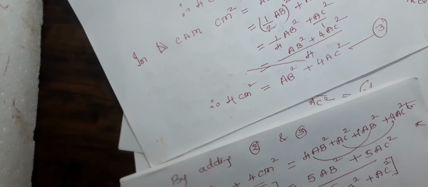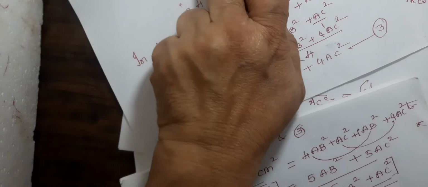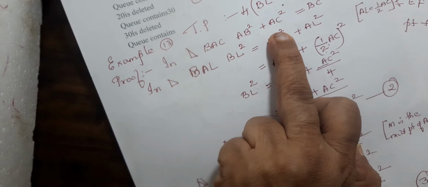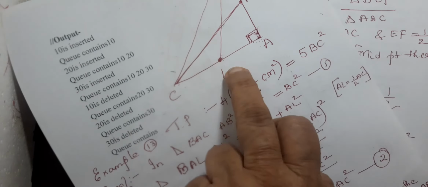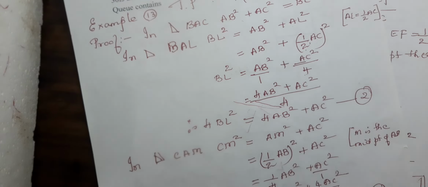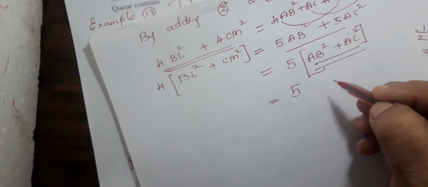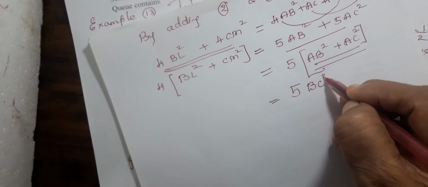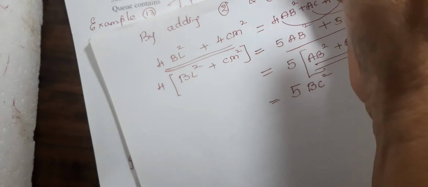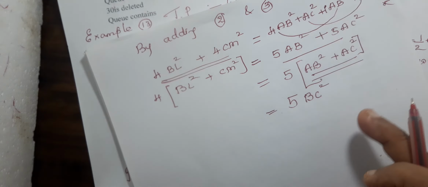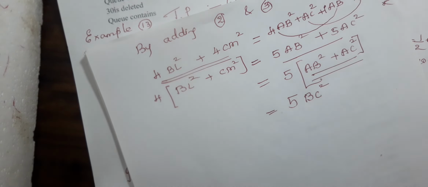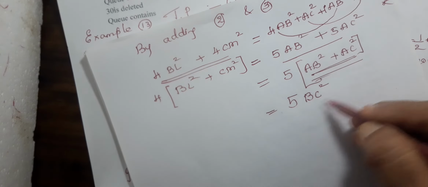But AB squared plus AC squared we have written in the top, in 1. What we have written in 1? In 1 we have written AB squared plus AC squared is equal to BC squared according to our figure. So I am going to substitute here: 5 times AB squared plus AC squared is nothing but BC squared in our figure. Because BC is the hypotenuse there, in the given figure it is BC squared. So I am going to put here 5 BC squared.